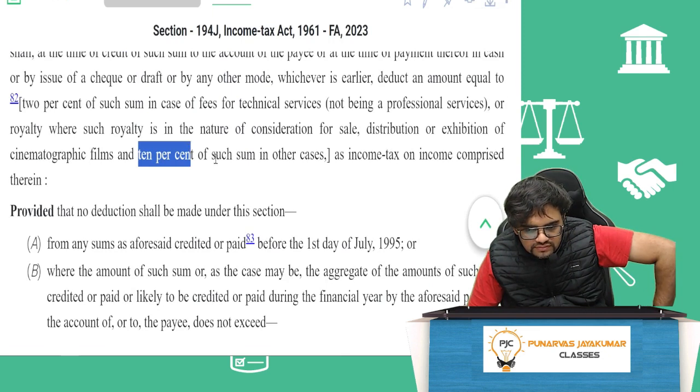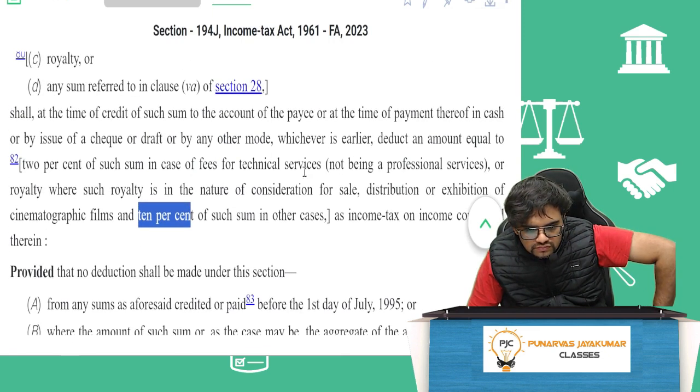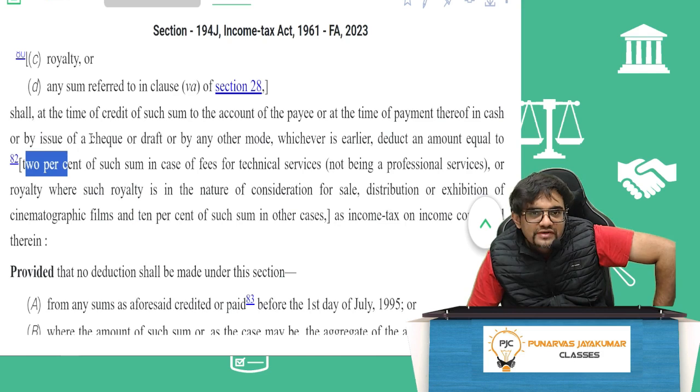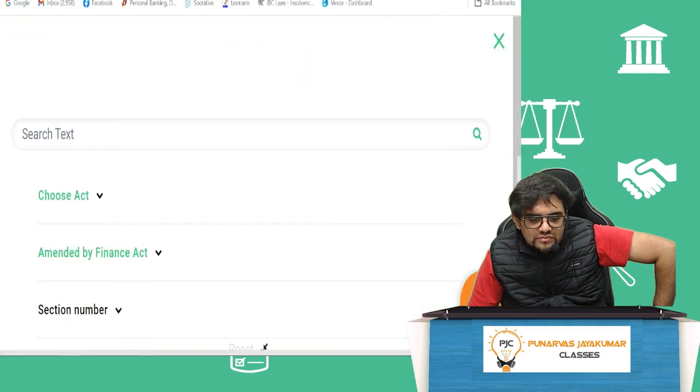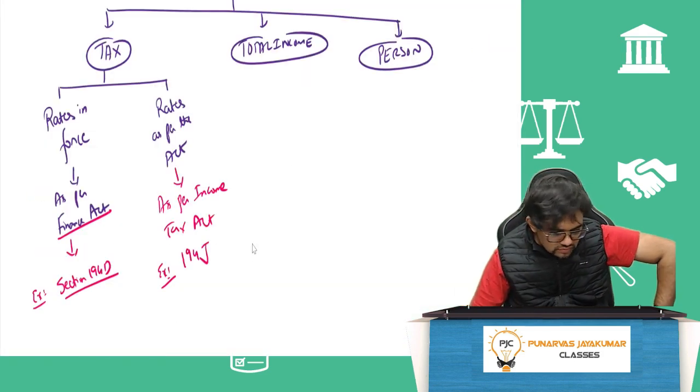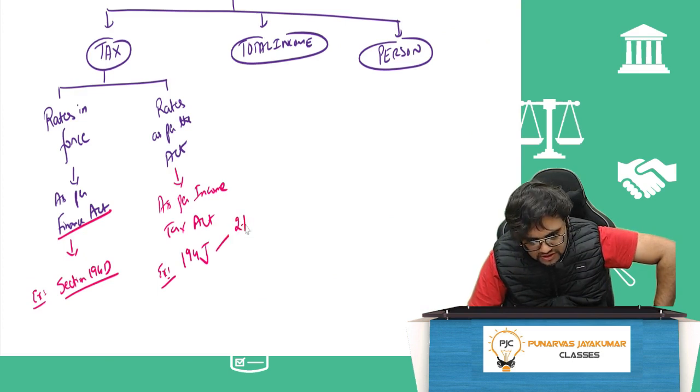10% is given. 2% is given. They have only given the rates. So 194J means 2% for technical services, 10% for others.